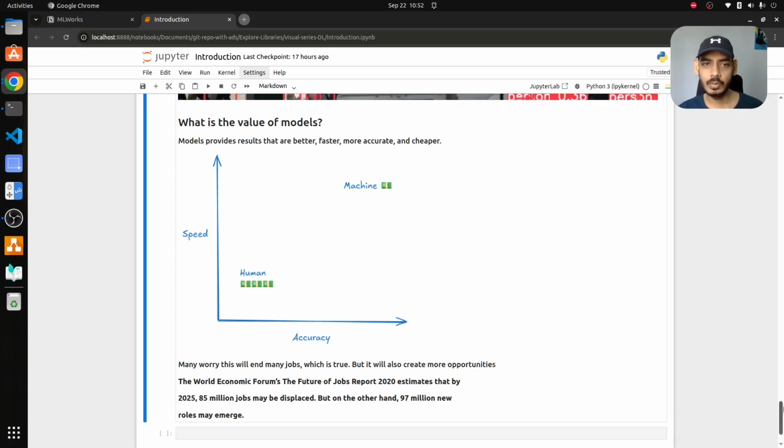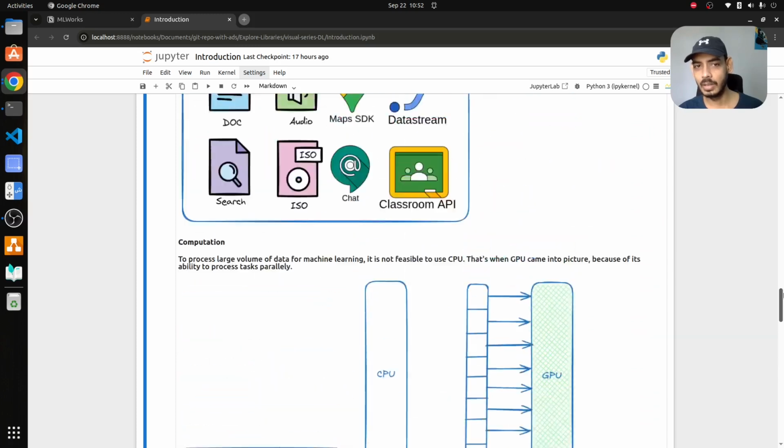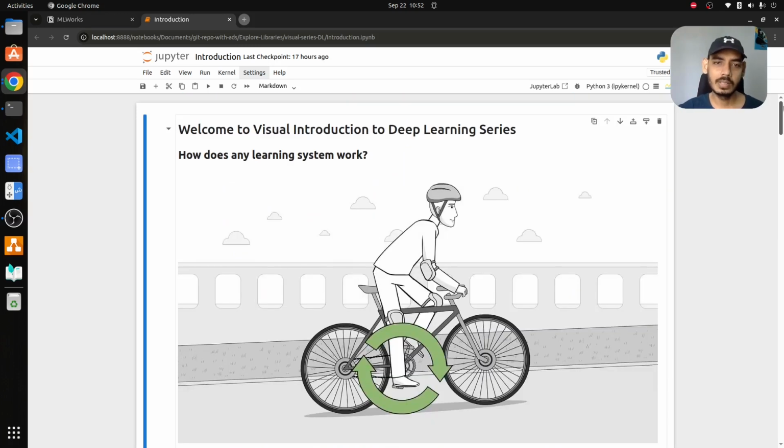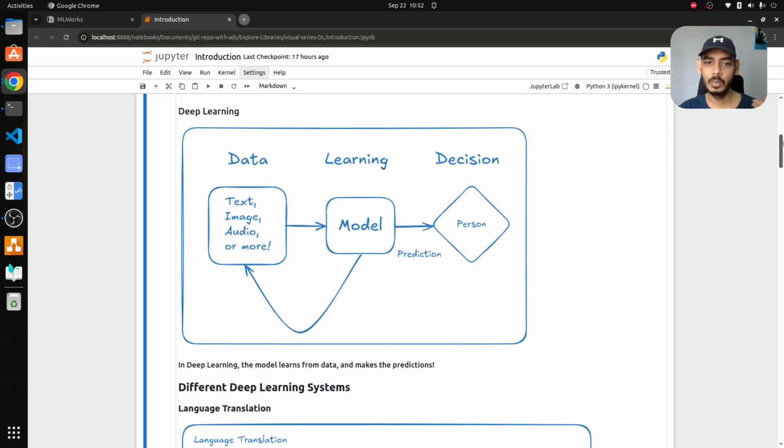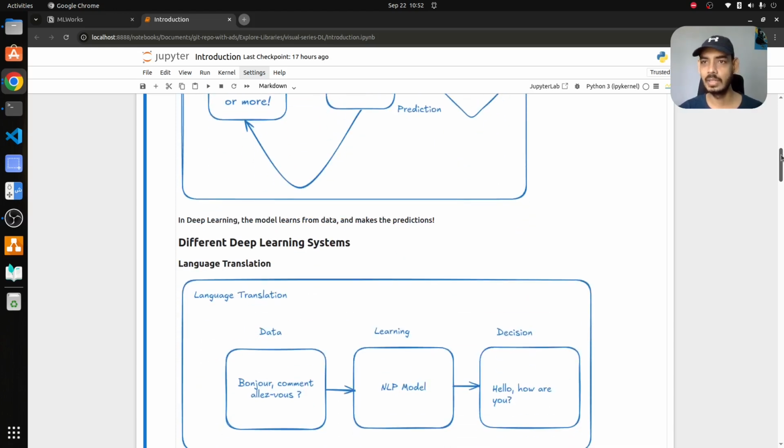This is the basics of deep learning. We have understood the basics of what a learning system is and how deep learning learns, and then different systems that are present in action today. And we'll look into how a deep learning model is created in the next video.